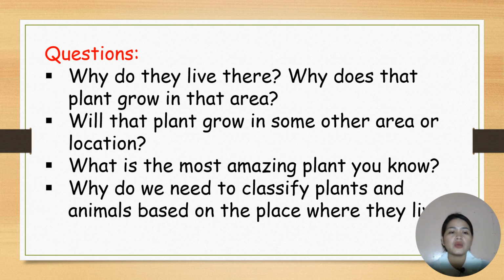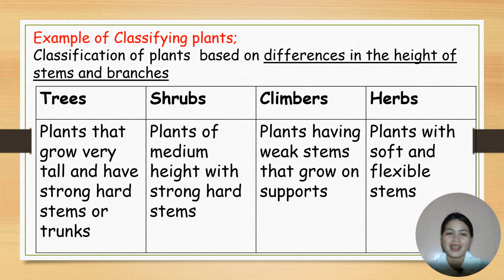So let us continue about the plants that we have seen on the previous slide. Do you think the water lily would grow in an area other than water? Why do we need to classify plants and animals based on the place they live? By the way, we always talk about classifying plants. In Bisaya, classifying is to arrange according to their different characteristics.